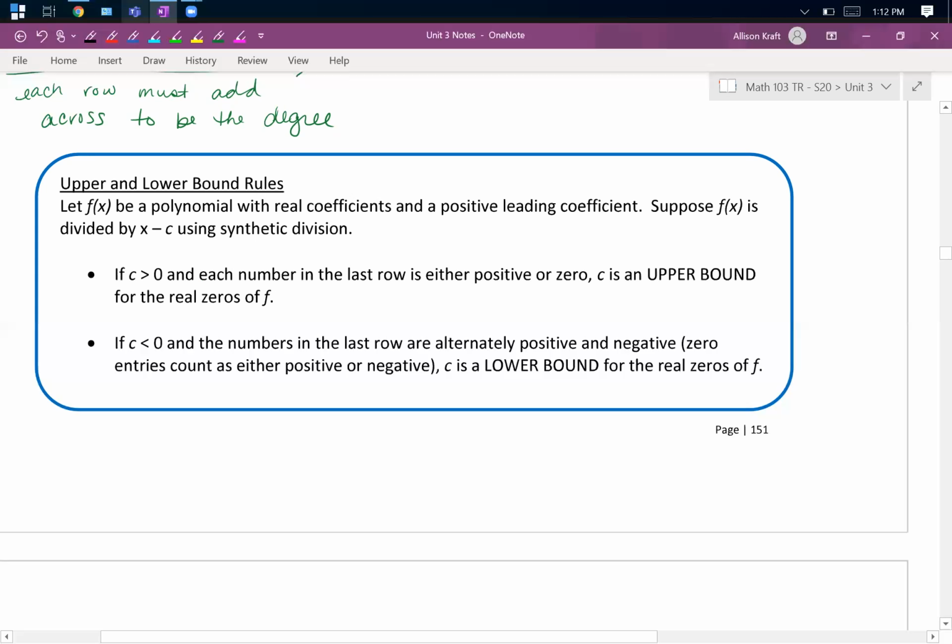What information can I get out of my, I don't want to say bad answer, but my division that did not produce a factor? So if what you're dividing by is greater than 0, if it's positive, and each number in the last row is either positive or 0, then c is an upper bound for the real zeros of f.